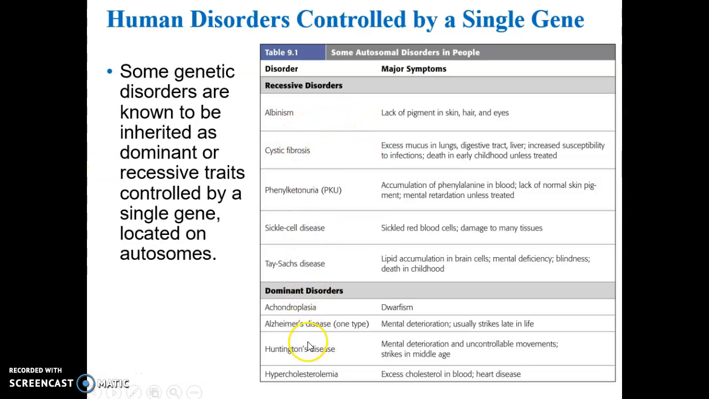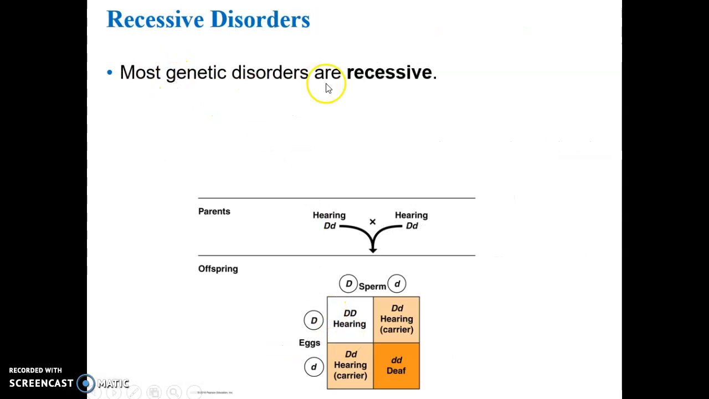So you don't need to remember all these, but we'll just talk about a couple of them. So recessive disorders, for example, albinism or cystic fibrosis, sickle cell anemia, right? Dominant disorders, achondroplasia, which I'll talk about, dwarfism, Huntington disease, another one, okay? And then one type of Alzheimer's, for example. So most genetic disorders are recessive. That's because if they were actually dominant, they would result in more fatalities in individuals, and then they would tend to die out in a population. Not just the individuals, but the actual alleles that might be dominant.